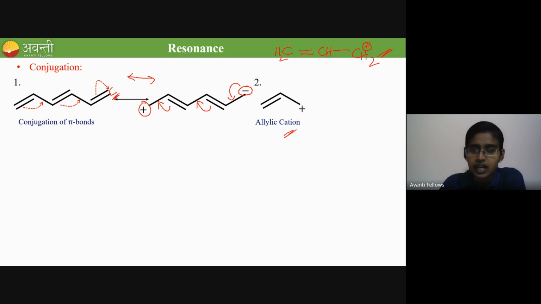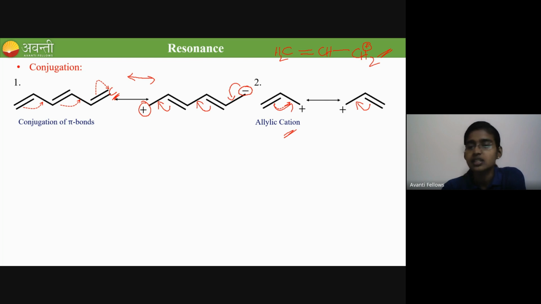So in allylic cation, how does resonance occur? The pi electron which is here will go here. Because of this electron shifting, one more structure is formed. Again, this will come back, so we will get the first structure again. Got it? So resonance exists in the conjugation of pi bonds and it exists in the allylic cation.